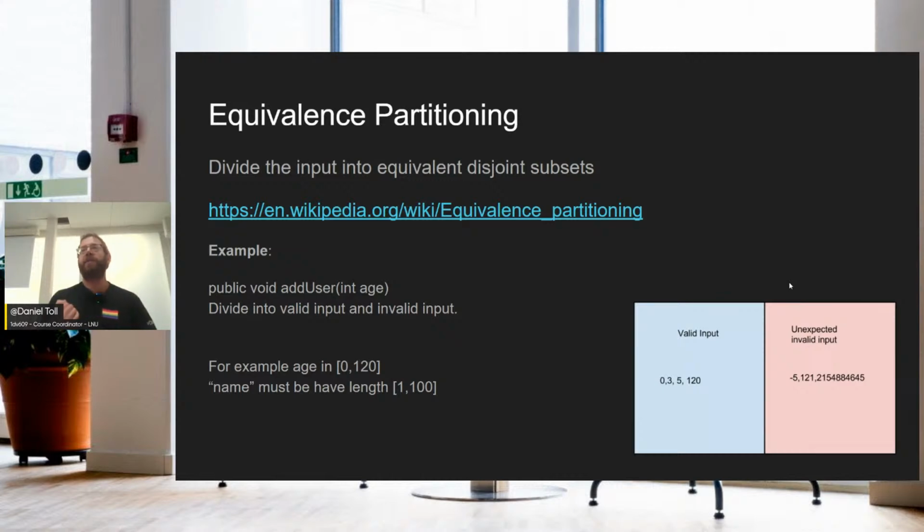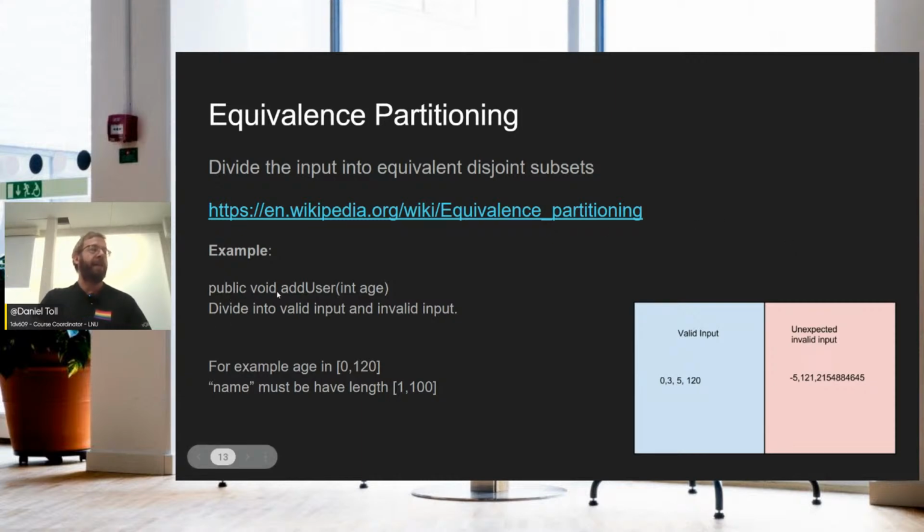So one black box assumption technique is equivalence partitioning. Equivalence partitioning says that we only need to find the different partitions of input and partitions of output, and then we create a test case in each partition. So for instance, we could have valid and invalid input, and then we could have one test case that is valid and one that is invalid.